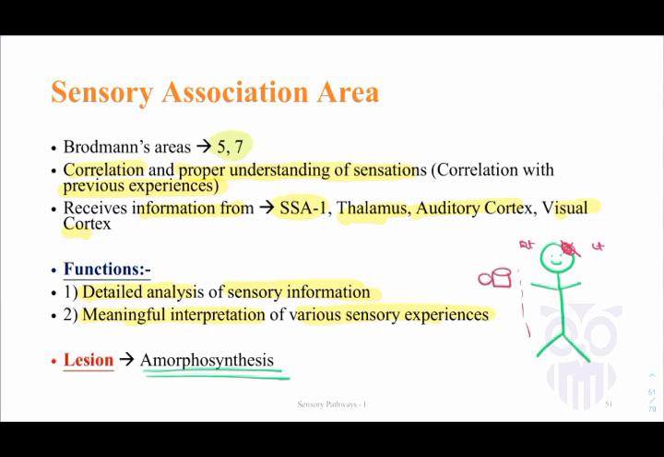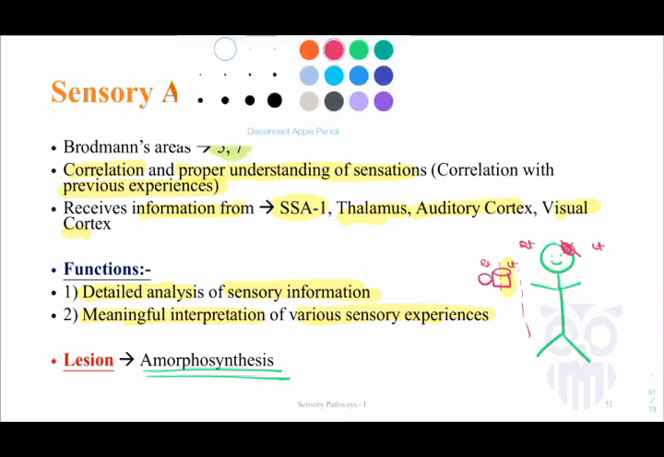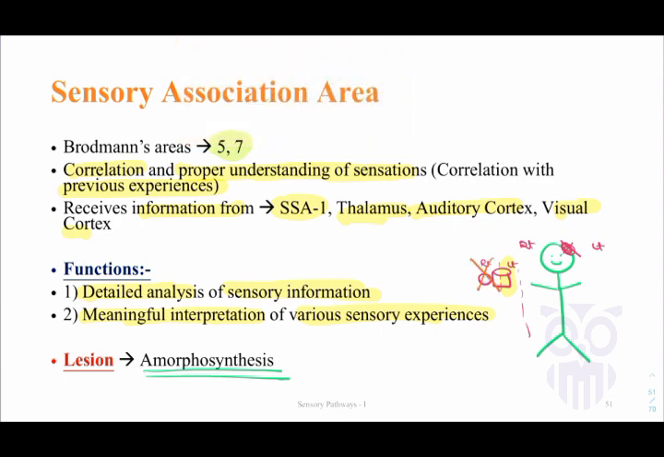He sees a cup. This is the right side of the cup, this is the left side of the cup. He will only notice the left side. He will completely ignore the right side because it's not making any sense to him. The brain is not able to understand that there is a right side.